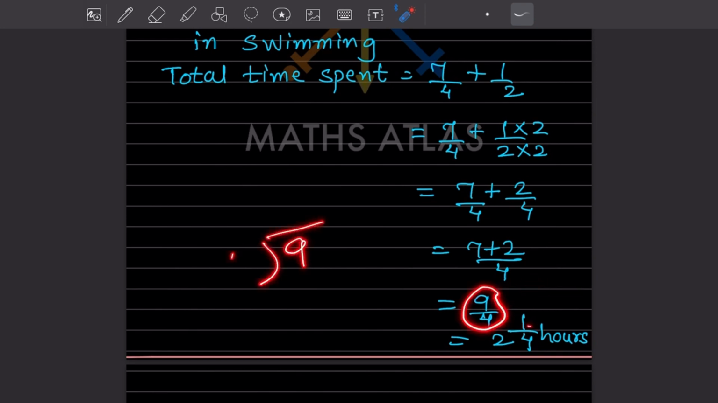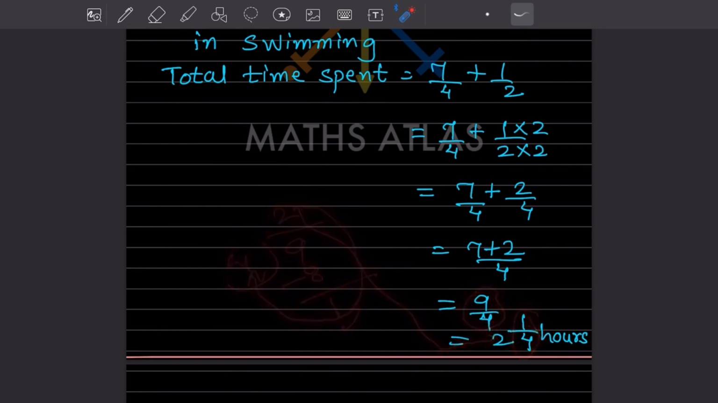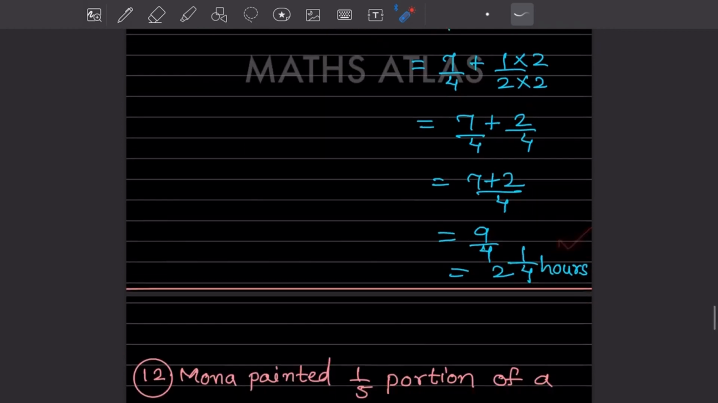9 divided by 4. 4 twos are 8. This is 1. So what will you write? 2 is the integer. The remainder is 1 divided by 4, that is 1 by 4 once. So this is the final answer.